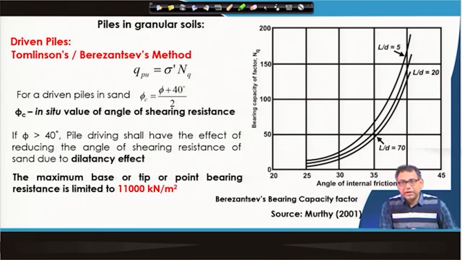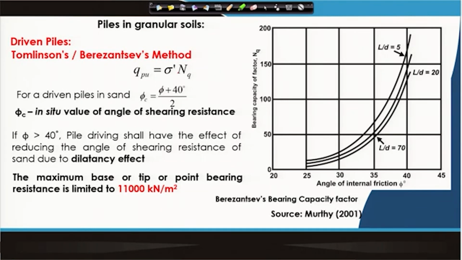Now, how can we determine the tip resistance for the pile? There are different methods available, and I will discuss two of them. The first method is Tomlinson's method, where the expression is the same, sigma dash into N_q, and the N_q value we get from this chart. This chart has the phi value on the x axis and N_q on the y axis, with different L by D, where L is the length of the pile and D is the diameter of the pile, and we can get the bearing capacity factor. If we put this factor here, we get the tip resistance, but remember that in this method the tip resistance is limited to 11,000 kilonewton per meter square. That means we cannot use a tip resistance more than 11,000 kilonewton per meter square for this method.